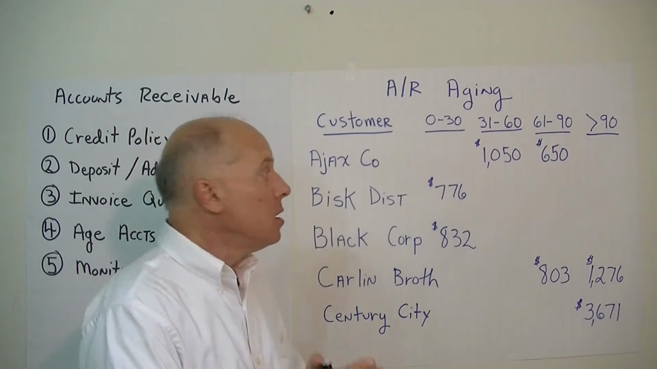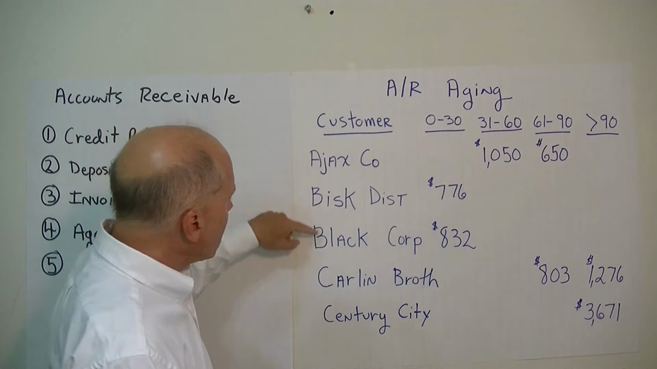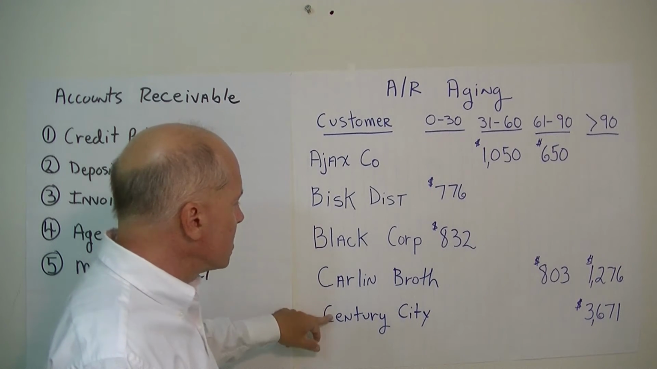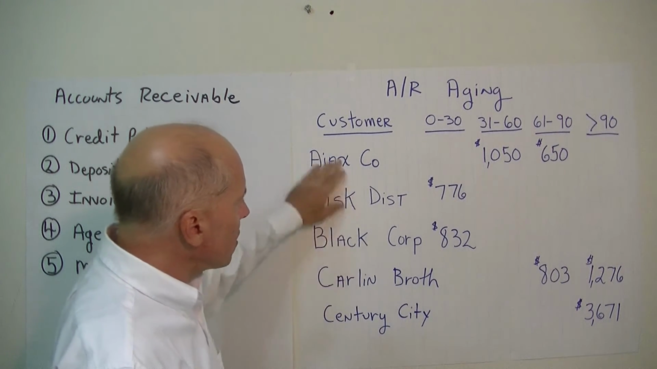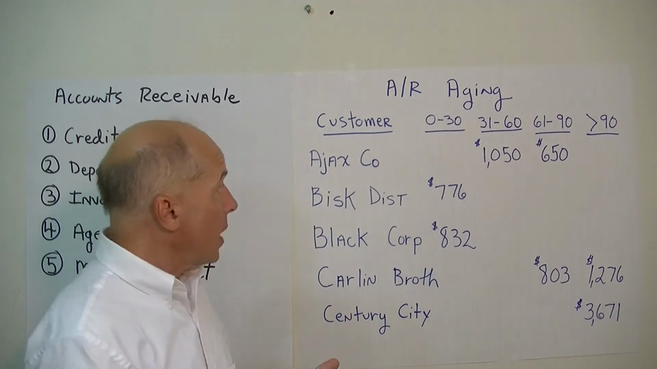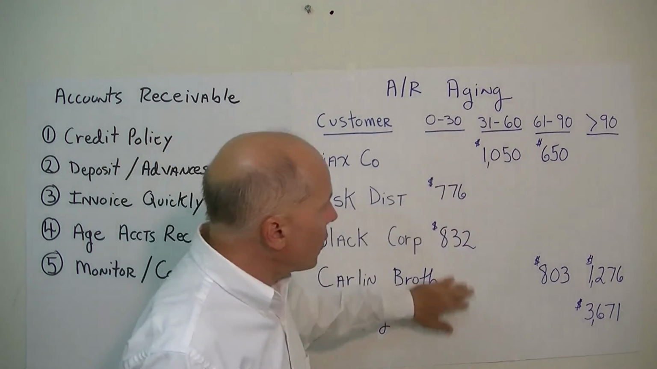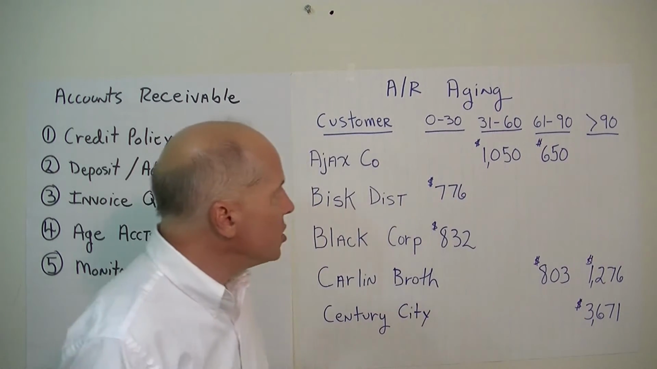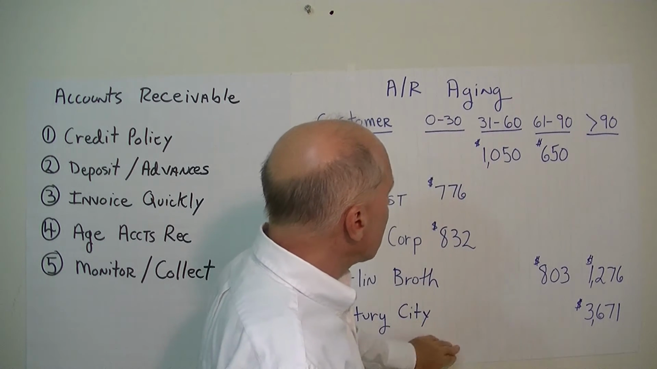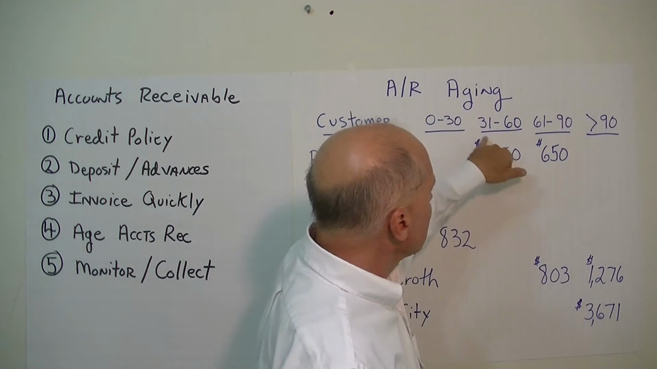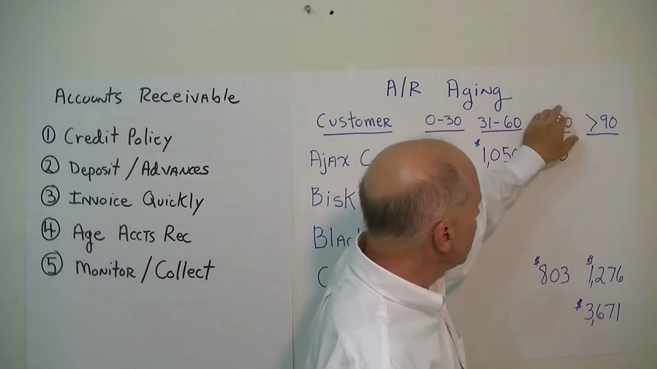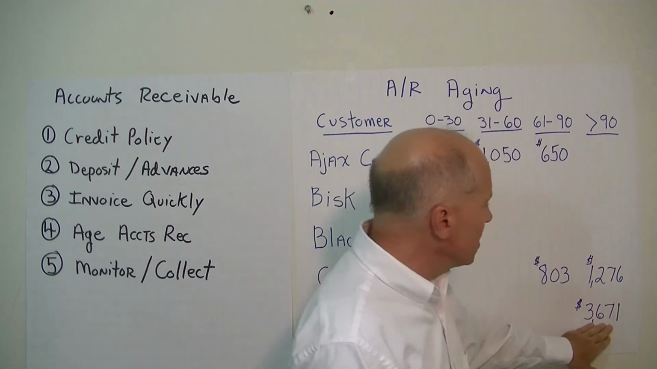So these are our customers: Ajax, Bisque, Black Corporation, Carlin, Century City. So these are the customers that owe us money. We've rendered services to them. So we will age all of their invoices outstanding that we've issued to them. And if it's 0 to 30 days, it falls into this column. If they haven't paid us in 31 to 60 days, it falls into this column. 61 to 90 days, and beyond 90 days in this column.